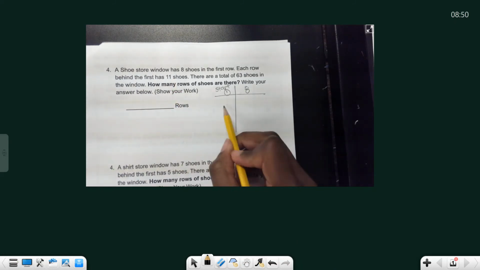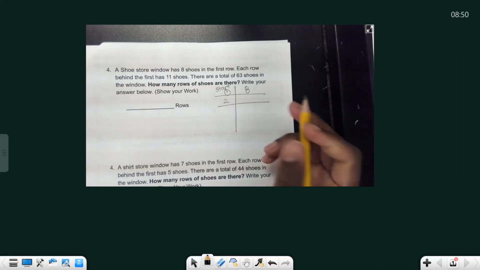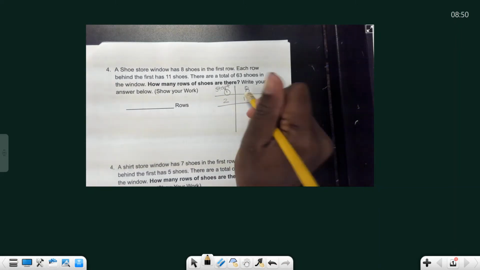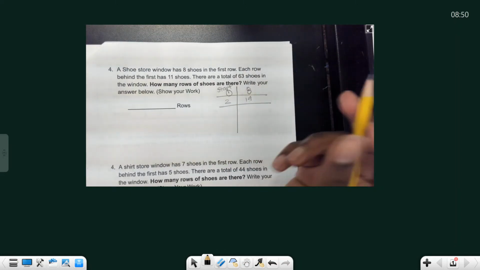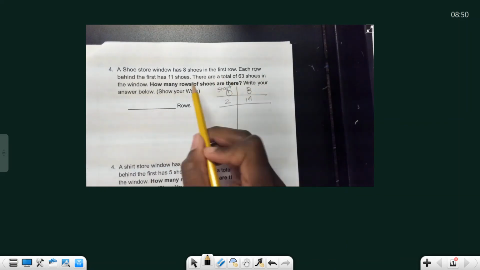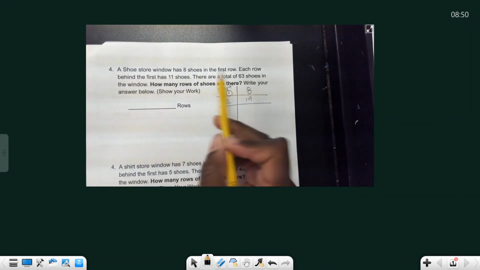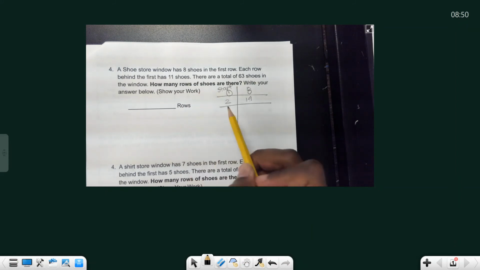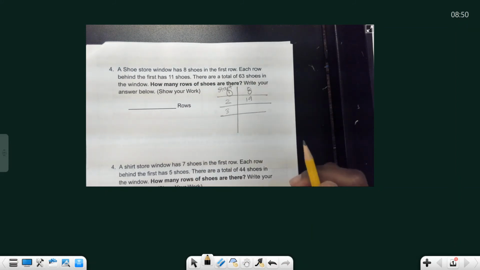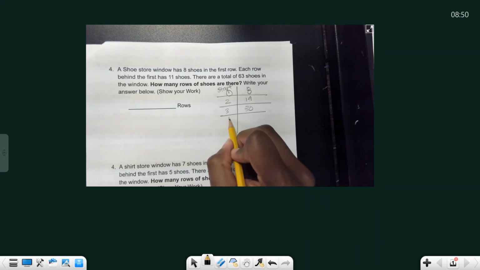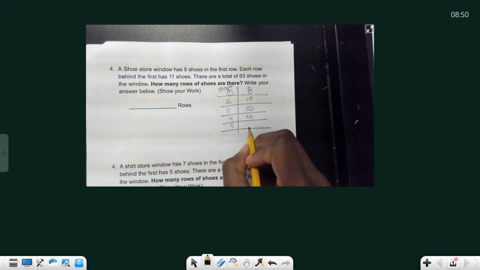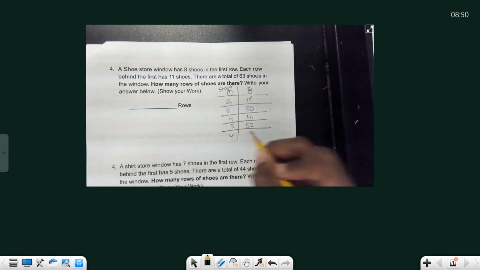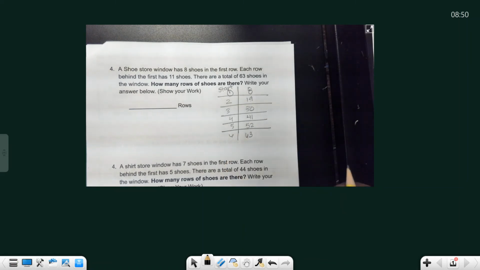So every time I start a new row, I'm adding what? 11. So 8 plus 11 is equal to what? 19. Right. So right now we have 19 shoes. There are a total of 63 shoes in the window. How many rows of shoes are there? Write your answer below. So here we're showing our work with the chart. 19 plus 11, 30 plus 11, 41 plus 11, and 52 plus 11: 63. So how many rows? 6.